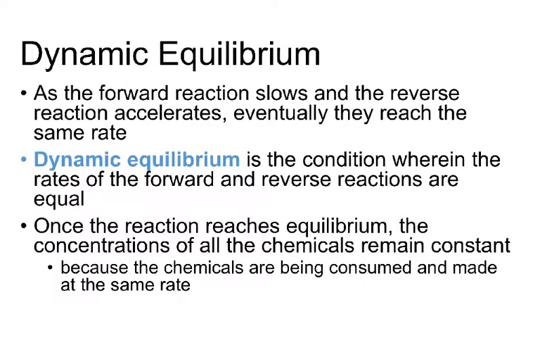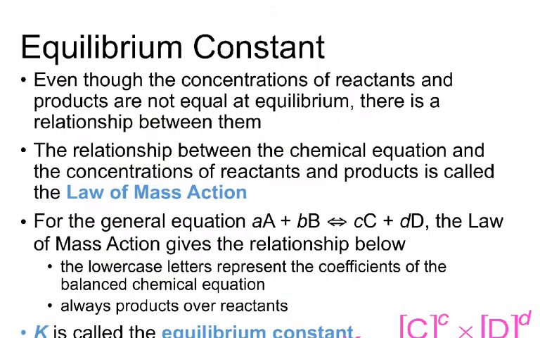So this is what I just said. As the forward reaction slows down, you run out of your reactant, and the reverse reaction accelerates. You have more product, so it can go back to reactant faster. Eventually, they're going to reach the same rate, which is called dynamic equilibrium. The rates of the forward and reverse reactions are equal. That does not mean that the concentrations are equal, because the rate constants might be different. So once you reach equilibrium, your concentrations are going to remain constant because they're being consumed and made at the same rate.